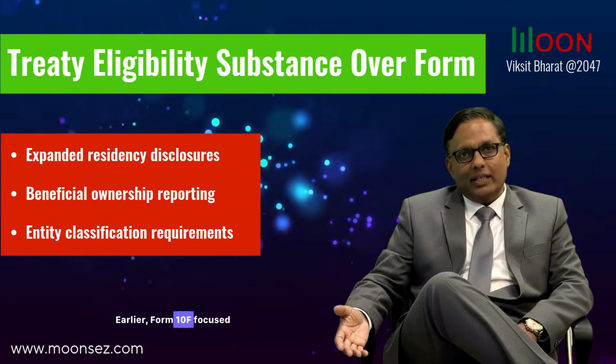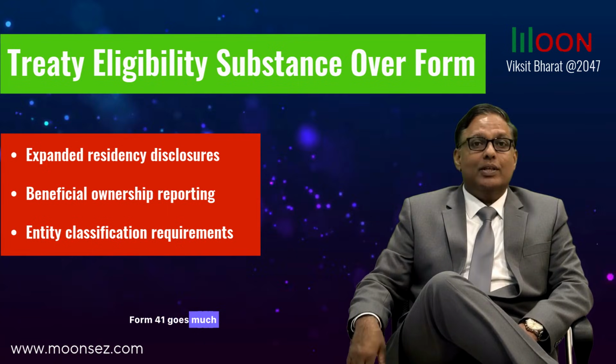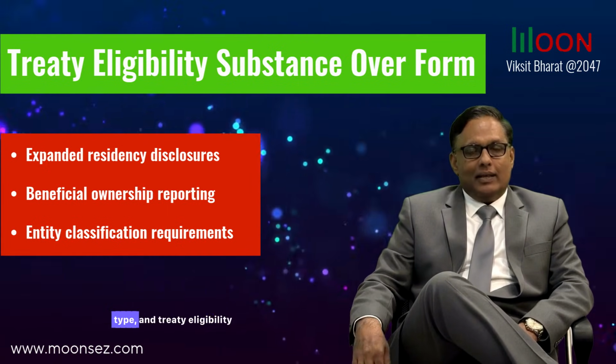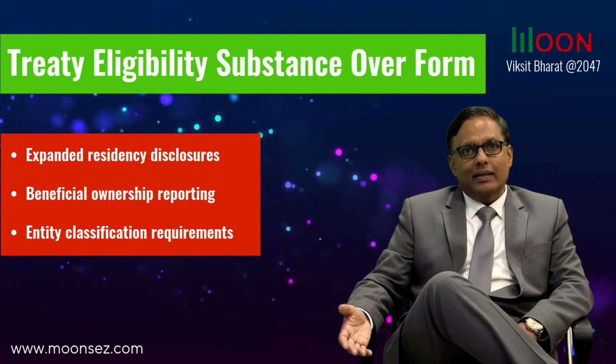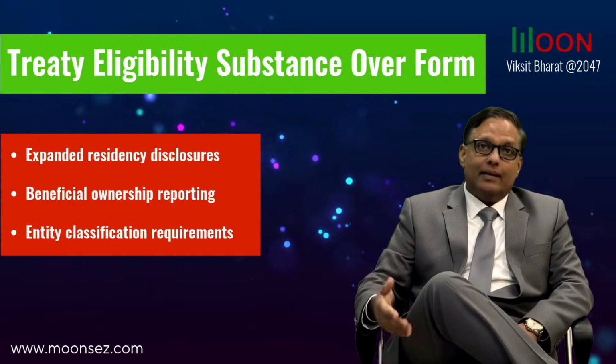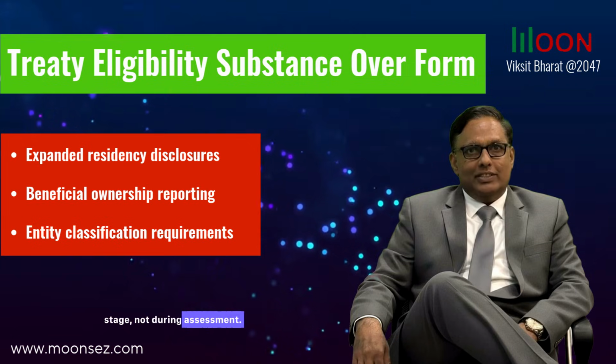Earlier, Form 10F focused mainly on residency and nationality. Form 41 goes much deeper, requiring disclosure of beneficial ownership, entity type, and treaty eligibility period. This change embeds anti-treaty shopping checks directly into the form itself. Treaty eligibility is now tested at the disclosure stage, not during assessment.